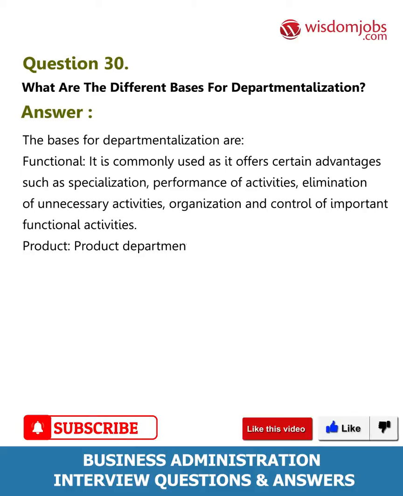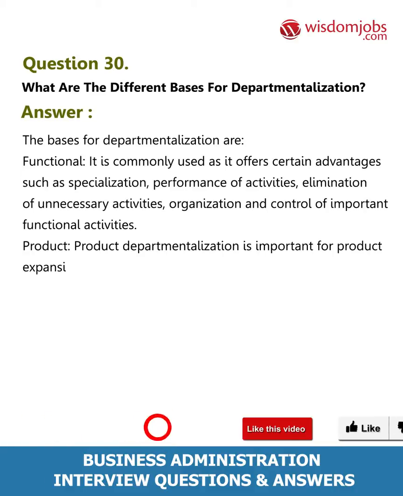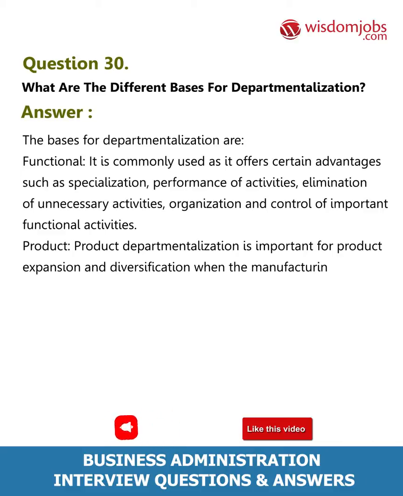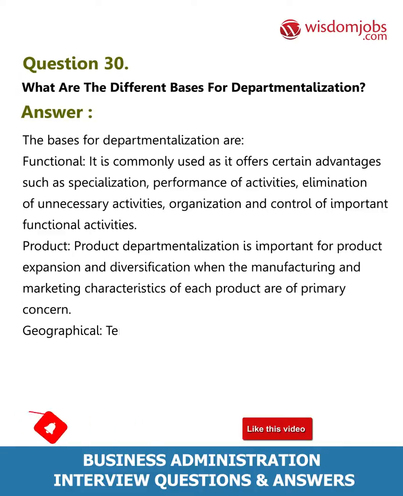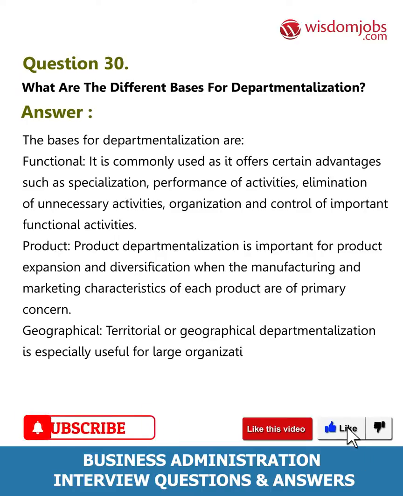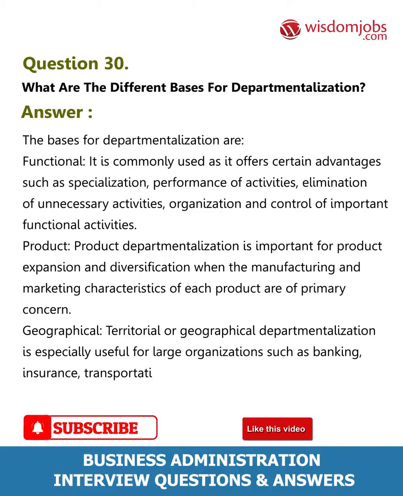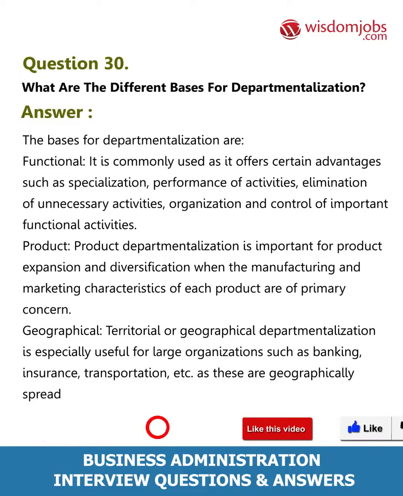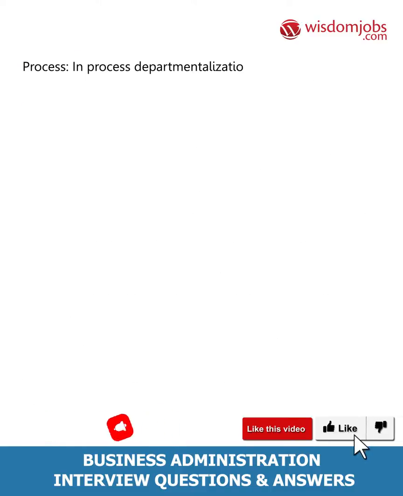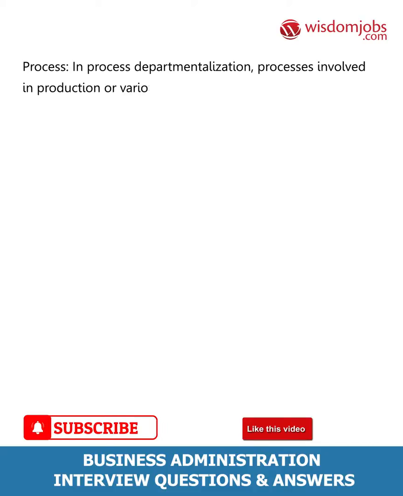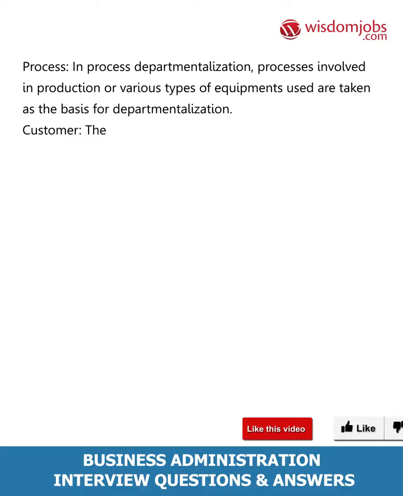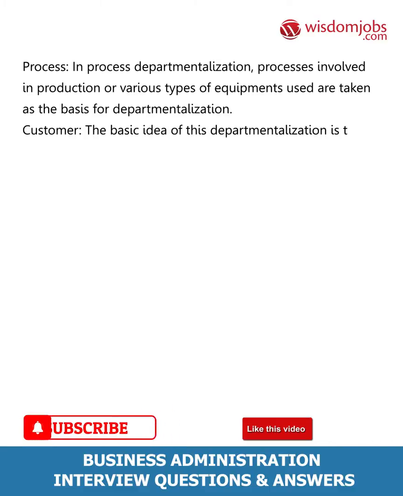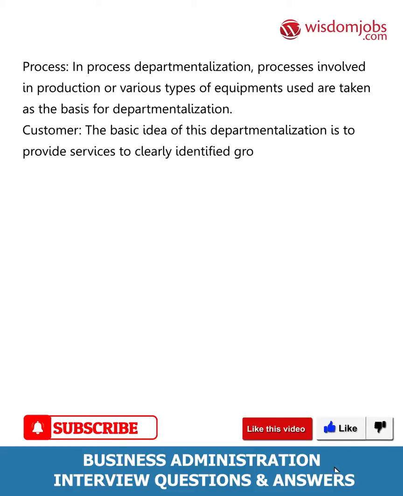Product departmentalization is important for product expansion and diversification when the manufacturing and marketing characteristics of each product are of primary concern. Geographical, territorial or geographical departmentalization is especially useful for large organizations such as banking, insurance, transportation, etc., as these are geographically spread. In process departmentalization, processes involved in production or various types of equipment used are taken as the basis for departmentalization. Customer. The basic idea of this departmentalization is to provide services to clearly identified groups of customers.